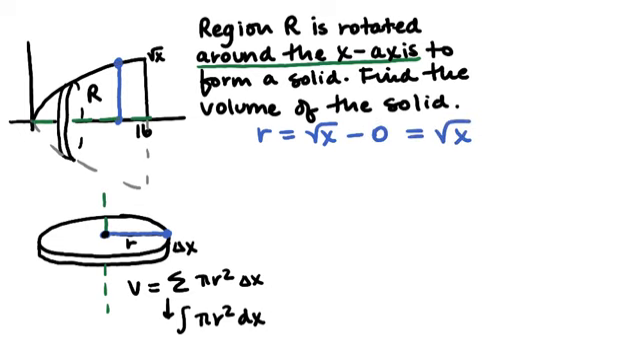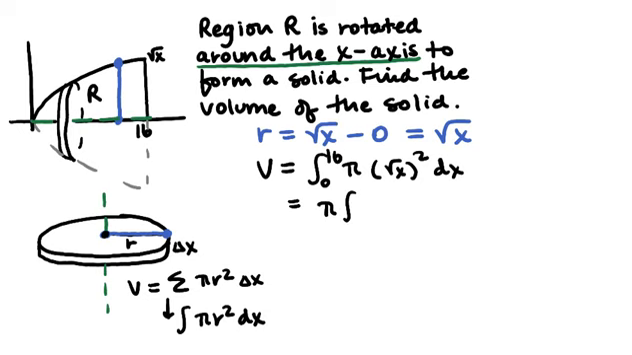So the volume is equal to the integral of pi times the square root of x, squared, dx, as these disks run from x equals 0 up to x equals 16. I'm going to factor out the pi in front and multiply by pi at the very end. The integral from 0 to 16 of x dx is going to be pi times 1/2 x squared from 0 to 16.